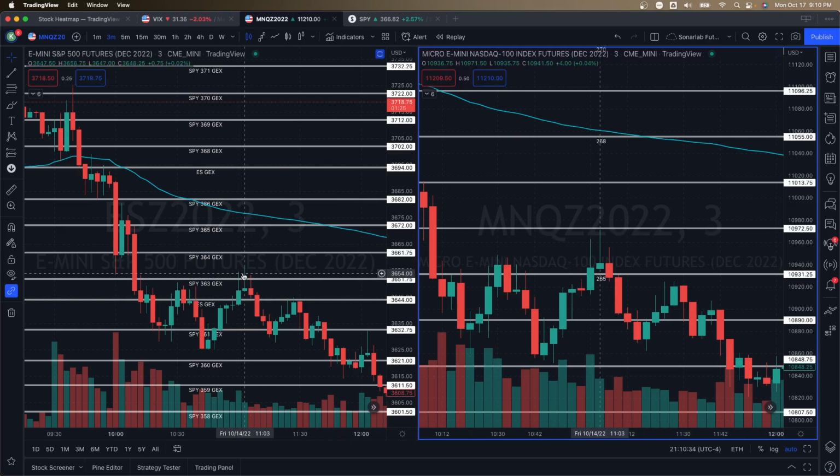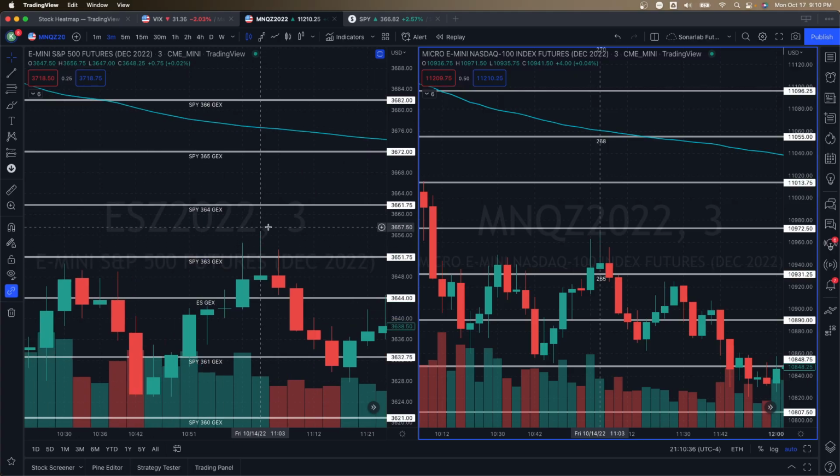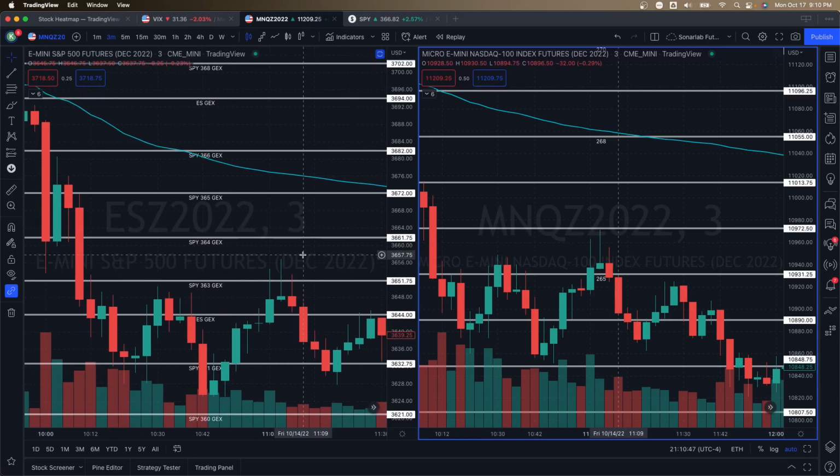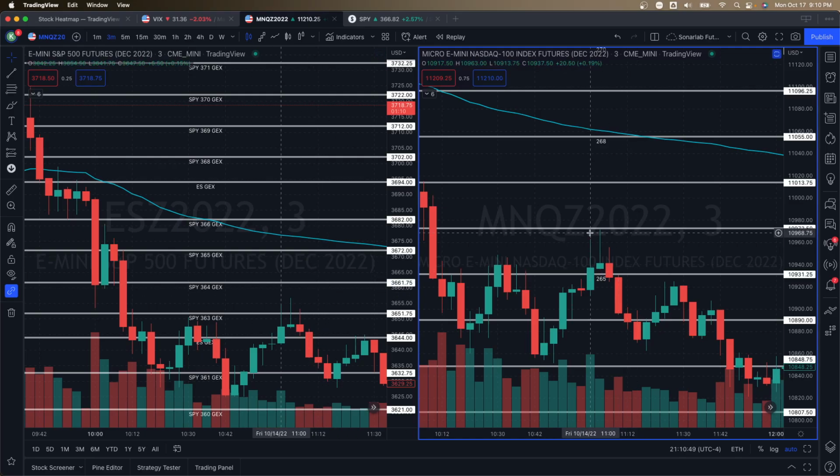We can see on ES, if we look over here, it just seems to stop and reverse out of the blue. Well, sure enough, it was an NQ gamma level. So what you can do is watch price react to these gamma levels, and whichever one is showing the cleanest reaction, ideally you get more than one test.